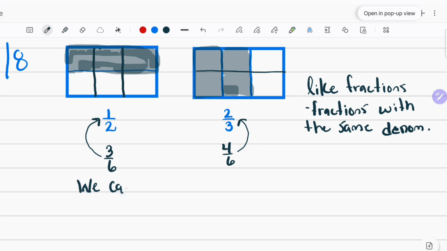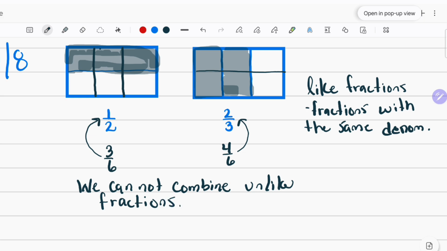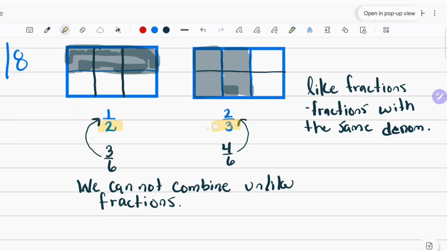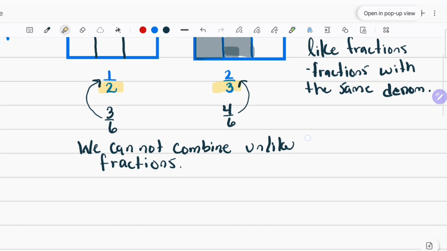We cannot combine unlike fractions. All right. Not as is. We had to put some work in to put those unlike fractions together, because that's what we started with. We started with unlike fractions. We had to put a little work in and make them work. We had to make them like in order for us to combine. So the lesson we're going to do today is called adding and subtracting like fractions.